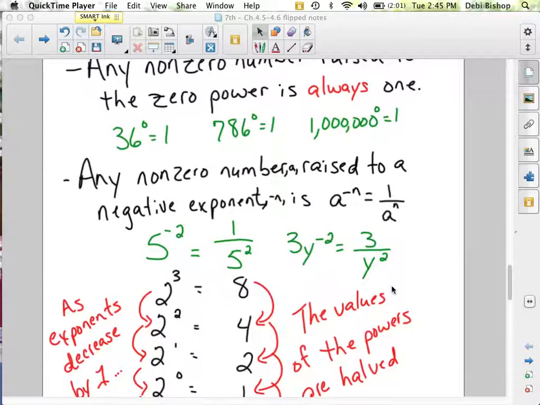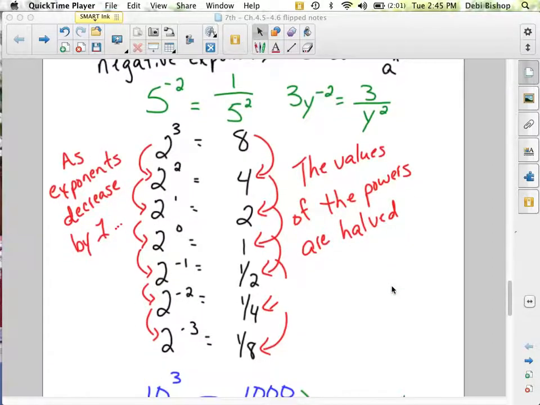So let's talk about how this is true. If we start using something like 2, 2 cubed we know equals 8. 2 squared, 4. 2 to the first, 2. So 2 to the 0 is 1 because of our 0 rule. Now, 2 raised to the negative 1 is 1 over 2. 2 raised to the negative 2 is 1 over 2 squared, which is 1/4. 2 raised to the negative 3 power is 1 over 2 to the 3rd power, which is 1/8.